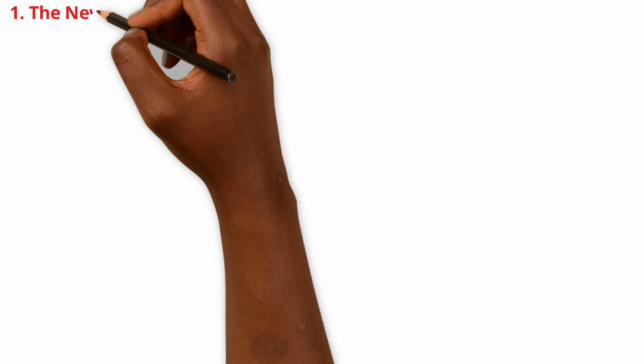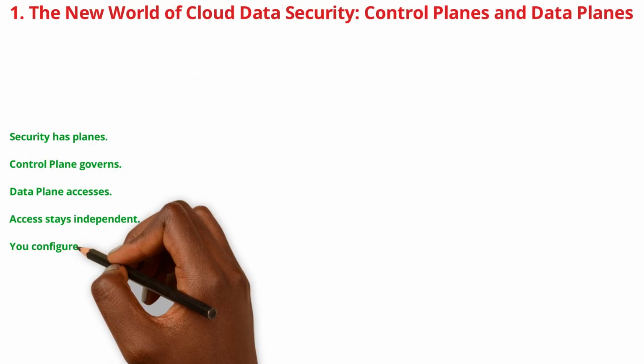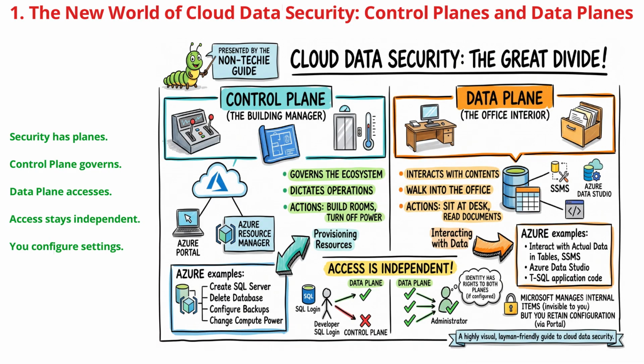Let's dive in. This is the great divide in Azure, the control plane versus the data plane. Think of the control plane as your building manager. It uses the Azure Portal and Resource Manager to oversee the entire ecosystem, handling tasks like building servers and configuring backups. The data plane, however, is the specific office interior. This is where you work, interacting with the actual data in your tables, using tools like SSMS or app code.